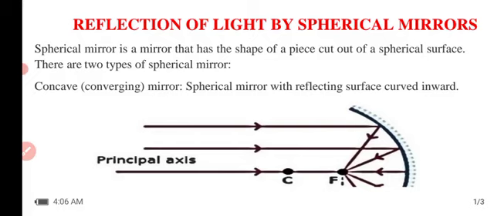This time around we are considering reflection of light by spherical mirrors. A spherical mirror is a mirror that has the shape of a piece cut out of a spherical surface. And there are two types of spherical mirror. First one is the concave mirror, which is also known as a converging mirror.